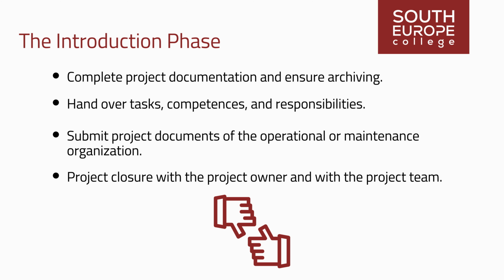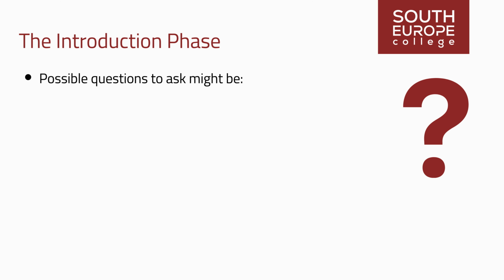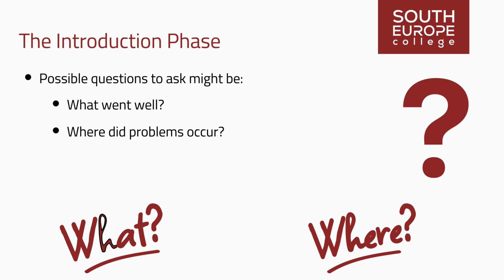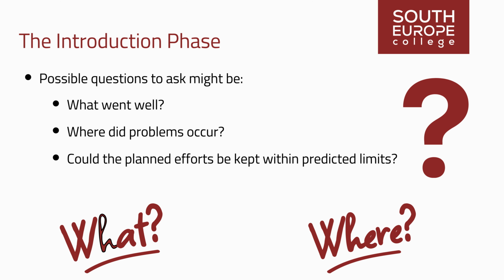In both systems, it can be useful to hold a critical project review, on the one hand, to let go of the project, but above all, because recognized mistakes are a great learning opportunity in the sense of the learning organization. Possible questions to ask might be: what went well? Where did problems occur? Could the planned efforts, personnel, costs, time, be kept within predicted limits? What might be done better in the future?